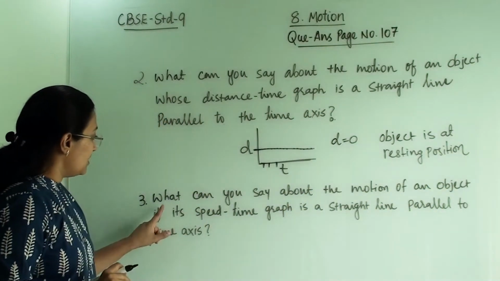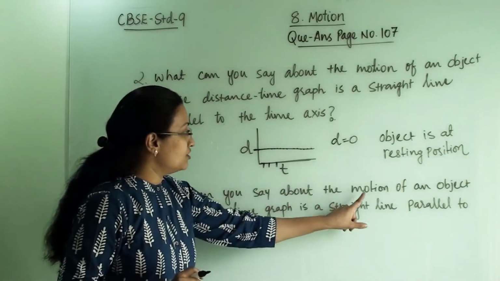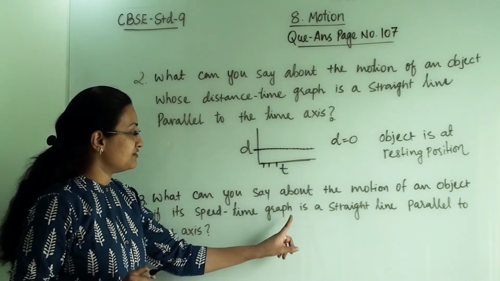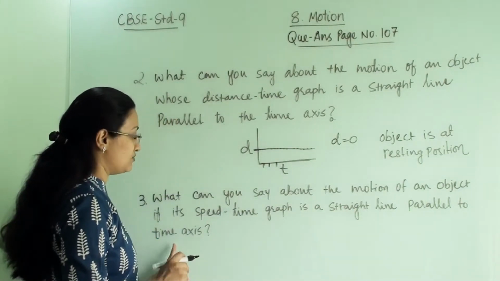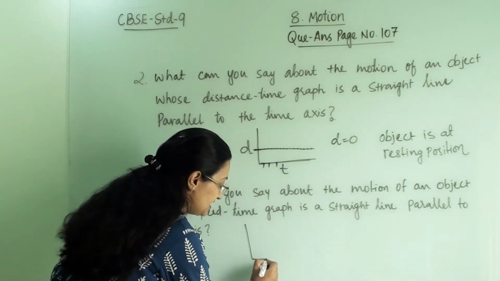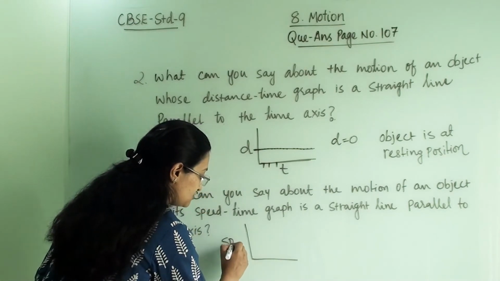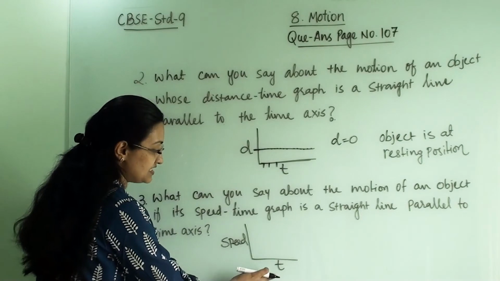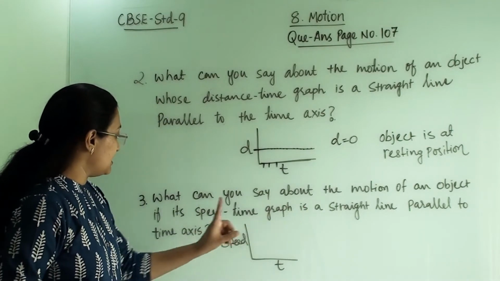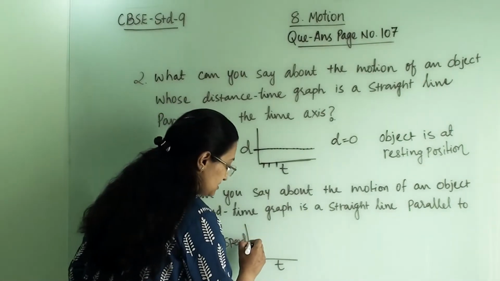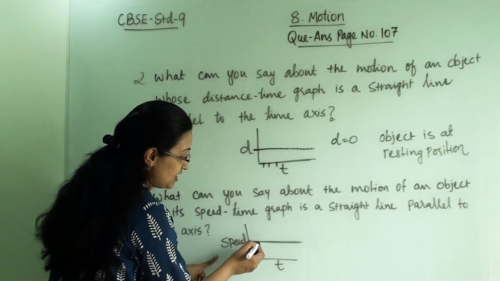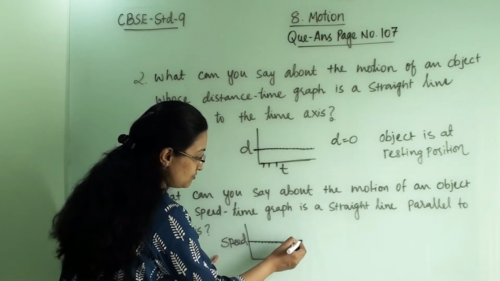Now, what can you say about the motion of an object if its speed time graph is a straight line parallel to the time axis? First of all, the speed time graph. So here we will write speed and here we will write time. So the speed versus time graph is a straight line parallel to the time axis. So speed remains the same, time is going.